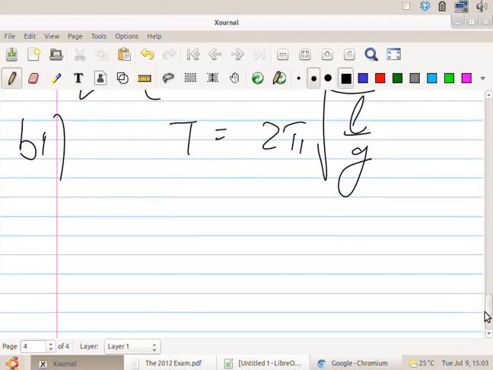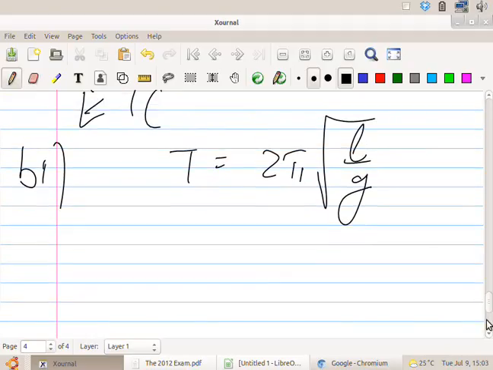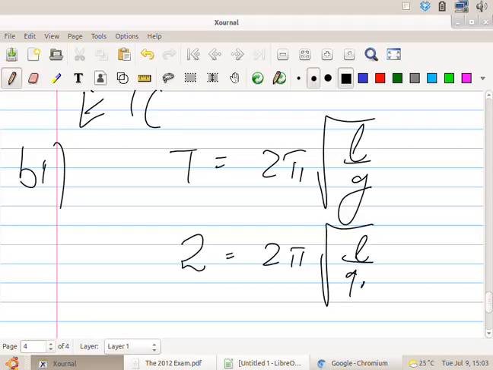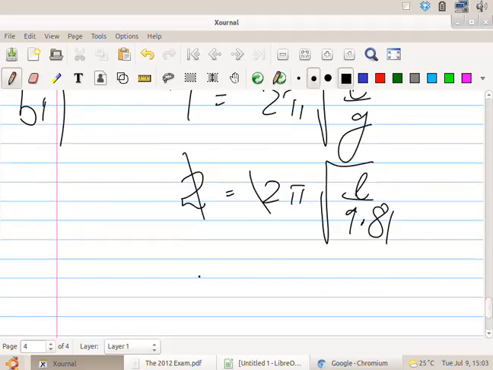Now, what does he want? He wants the L. And what does he give you? He gives you the T, doesn't he? It seems easy enough. So what's the T here? 2 seconds, is it? 2 equals 2 pi root L over 9.8. Cancel, cancel. Bit of rearranging. L equals 9.81 over pi squared, which actually is roughly 1 meter.